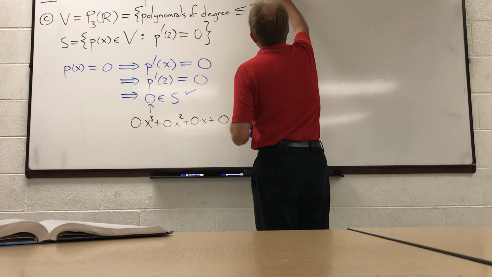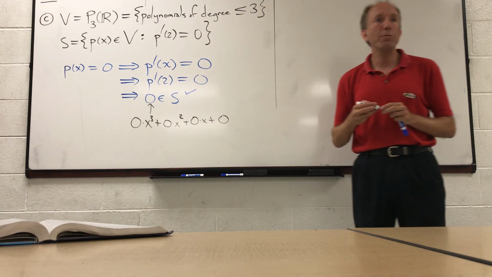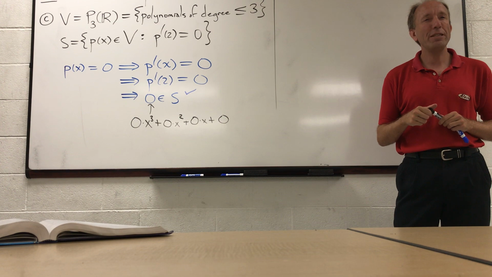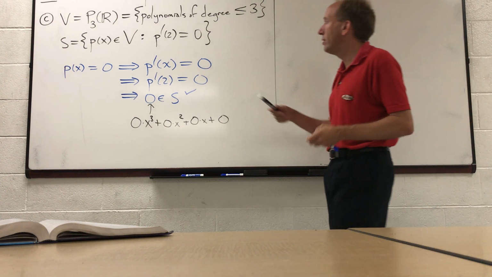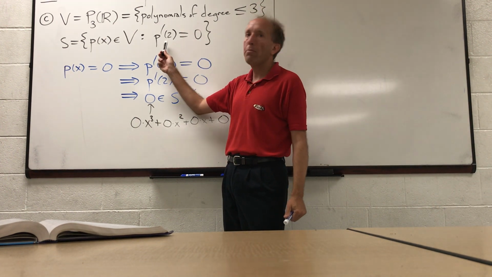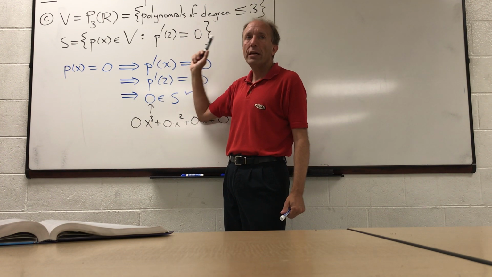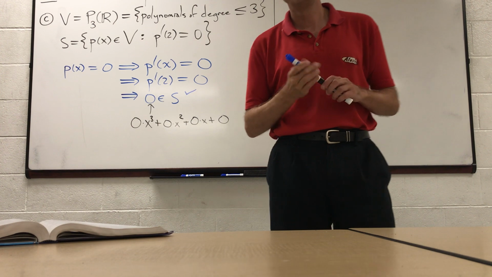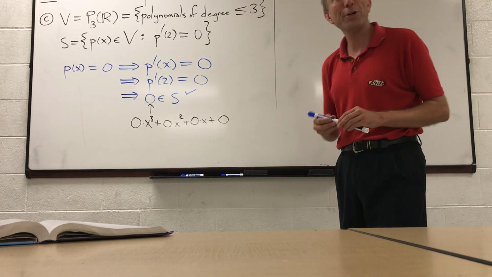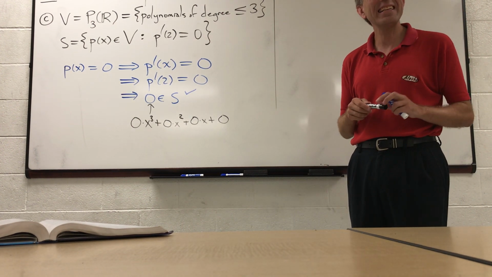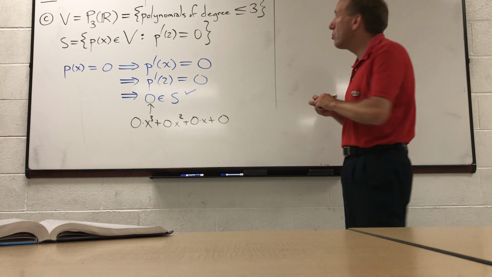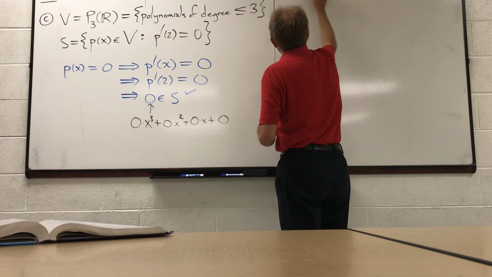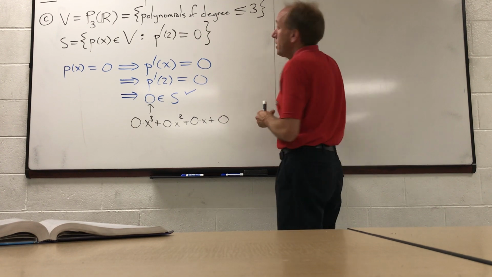Okay, so then what about closure under addition? What do you guys think? You think it'll work? If I take two polynomials that both have a derivative of 0 when I plug in 2 for x, then when I add those polynomials, would that still be true? I think so, yeah, this is going to be true. The closure under addition is going to hold, and we just need to justify it.